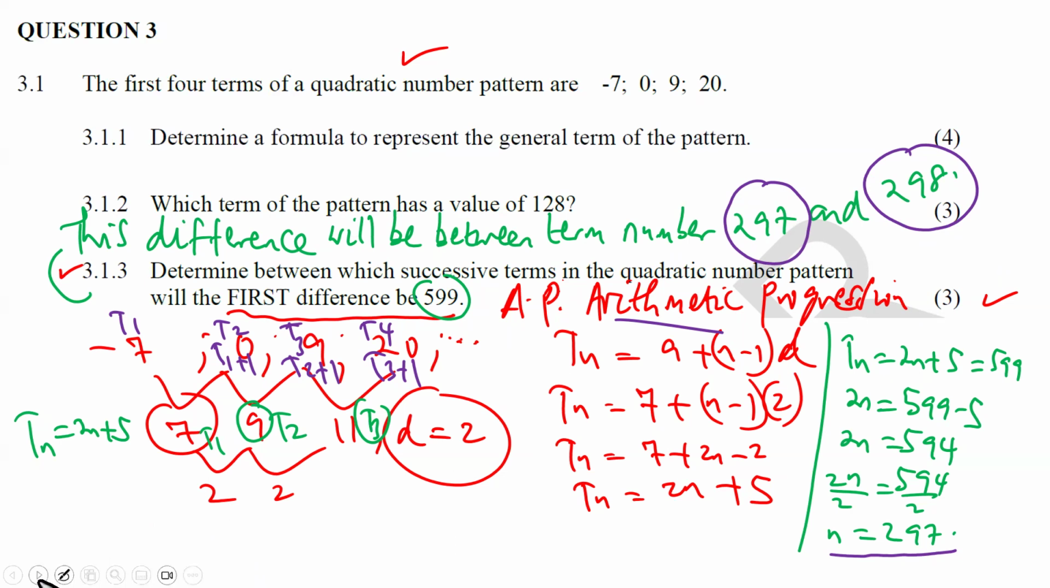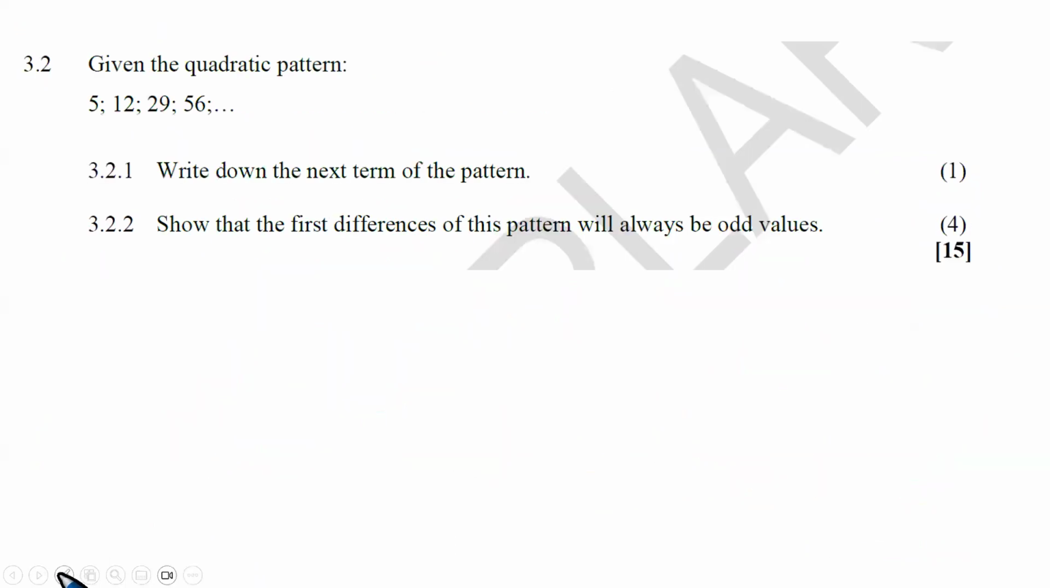Next point. I want us to consider the next question. Given the quadratic number pattern 5, 12, 29, 56, write down the next term of the pattern. Right, what is the next term? Remember, it's a quadratic number pattern.